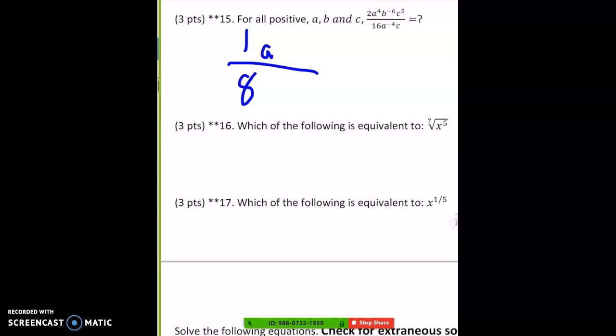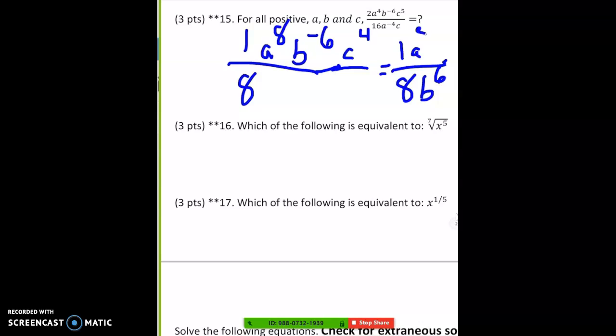So I'm going to have a to the 8th, okay, b to the negative 6, because it doesn't have anything with it, and then c to the 4th, okay? Now the problem is it wants all positive, b is not positive, so I'm going to just go ahead and remember to make it positive, just bring it down, okay? And the a to the 8th stays, and the c to the 4th stays, okay? All right, nothing really too crazy there.